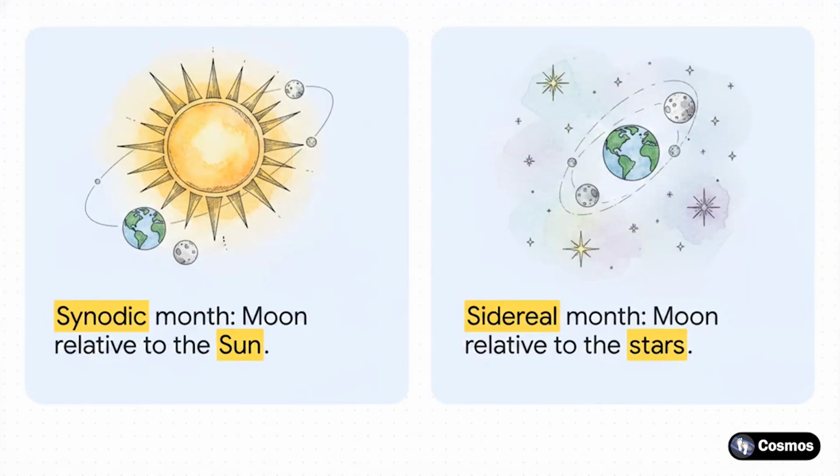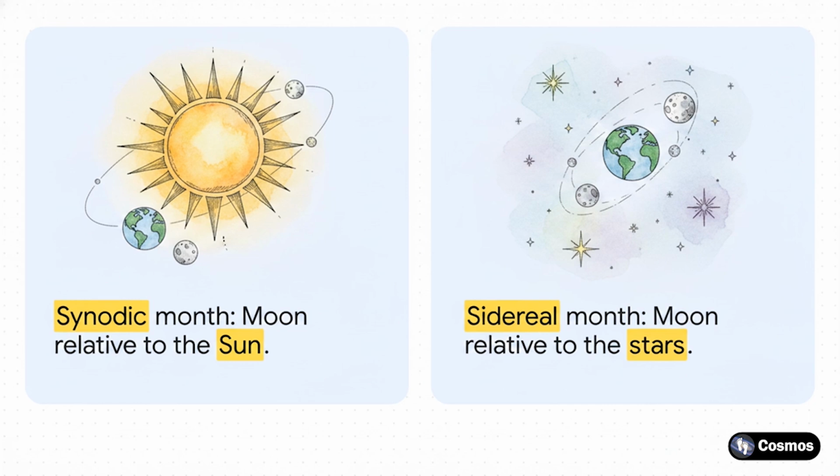But to really grasp the mechanics of this, we need to compare two totally different ways of measuring the moon's journey: the synodic month versus the sidereal month. A synodic month measures the moon's position relative to the sun. A sidereal month, on the other hand, measures the time it takes the moon to complete one orbit around the Earth with respect to the distant background stars. And here is the truly fascinating part. The synodic month is actually longer than the sidereal month.